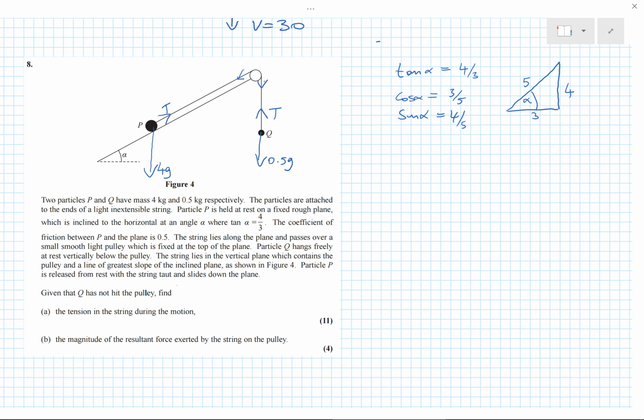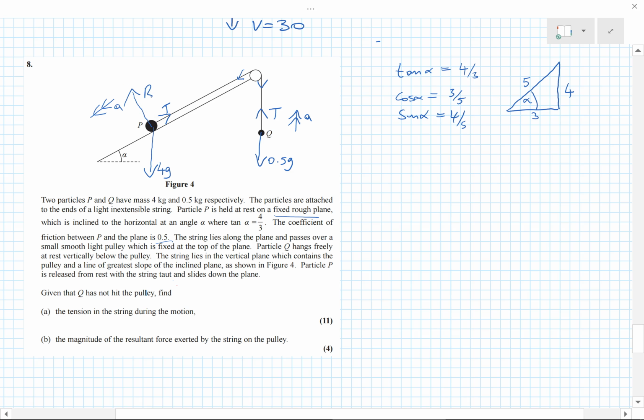It tells us somewhere that it's actually moving down the plane, and it's on rough ground and is inclined at that angle, and it gives us a coefficient of friction 0.5. Q hangs freely, the string lies in a vertical plane, in a line of greatest slope, and the particle starts to slide down the plane. Took me a while to get there, but it's going down the plane. So let's put acceleration down the plane there, which means the acceleration of Q is going upwards. Let's mark on the other forces.